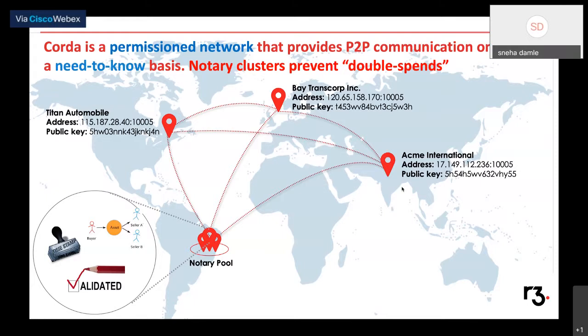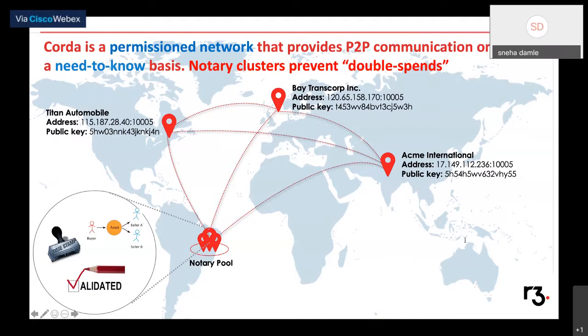Now, one obvious question will be, if data is distributed on the network only on a need-to-know basis, how do we prevent double spends? By double spend, I mean how do we prevent someone from transferring some digital asset to one party and then turning around and also transferring the same asset to another party at the same time? This is what double spend is.